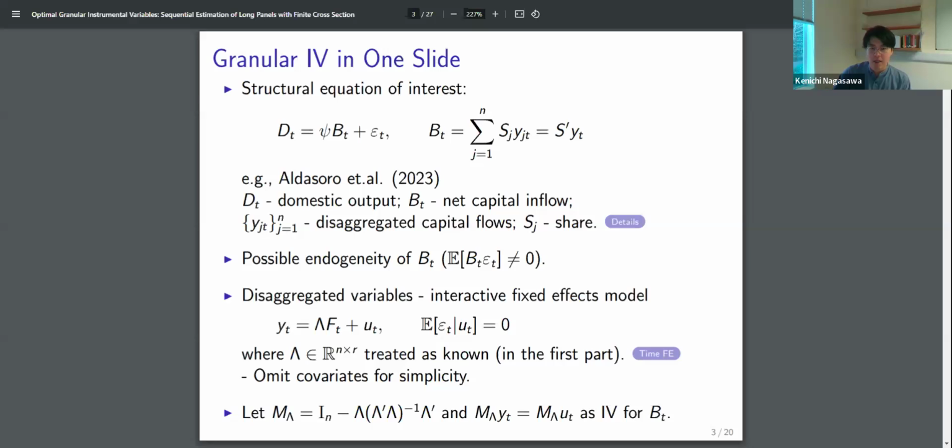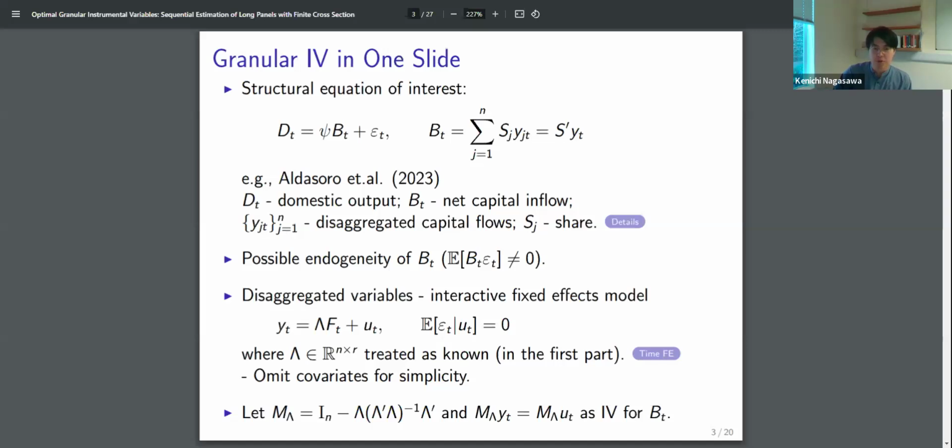So this UT is assumed to be orthogonal to the error in the structural equation. So the interpretation is that these UTs are shocks to each individual, but this has nothing to do with the aggregate level fluctuation. So this is just purely shocks to each individual. And so these are kind of orthogonal shocks. And so formally, what we assume is that the conditional expectation of the structural error epsilon given UT is 0. So this is what I mean by the idiosyncratic shocks being orthogonal to the structural error.